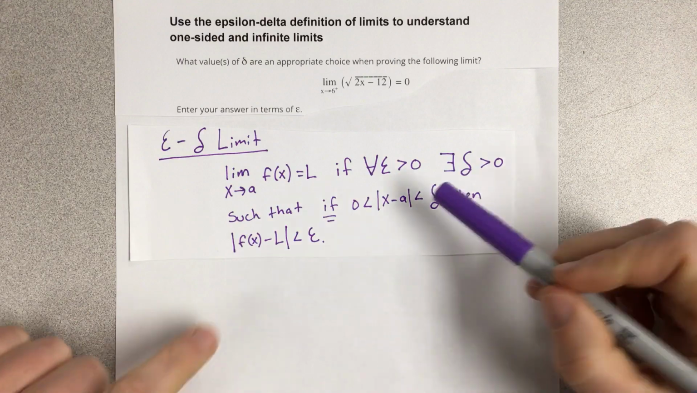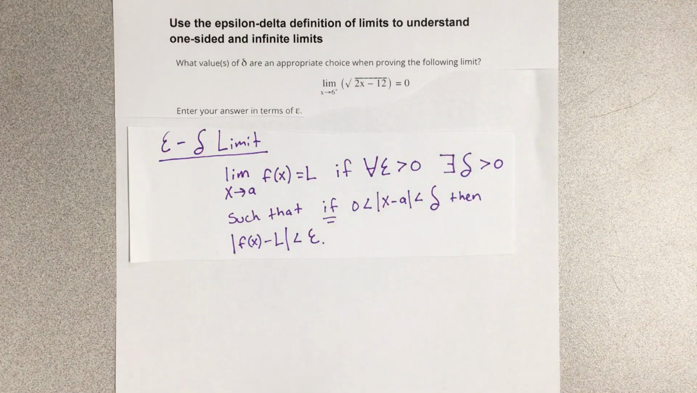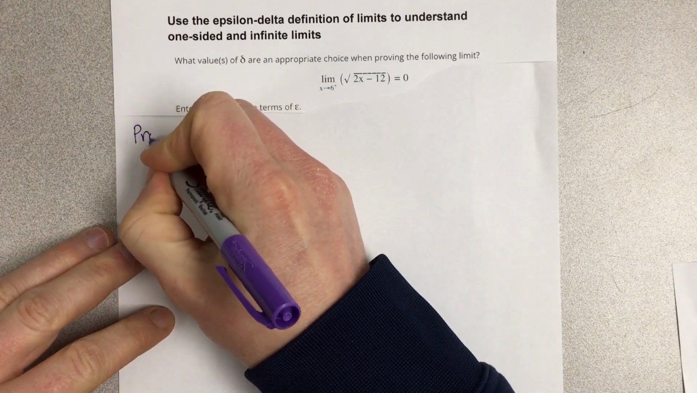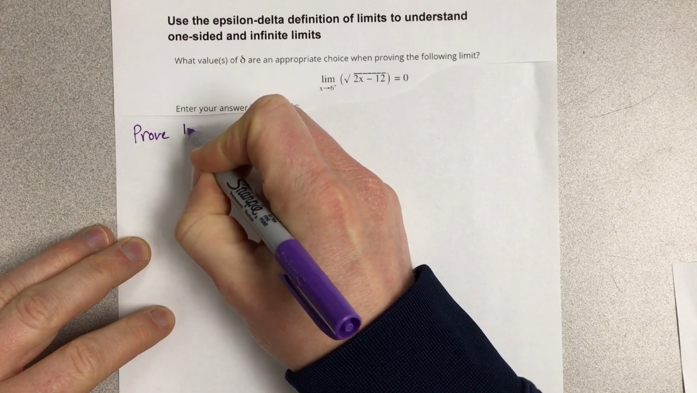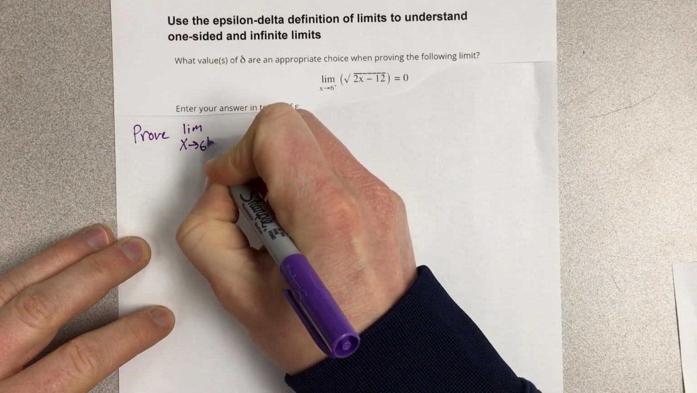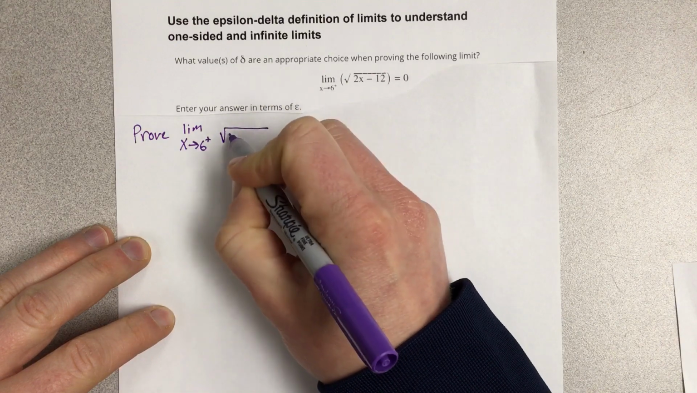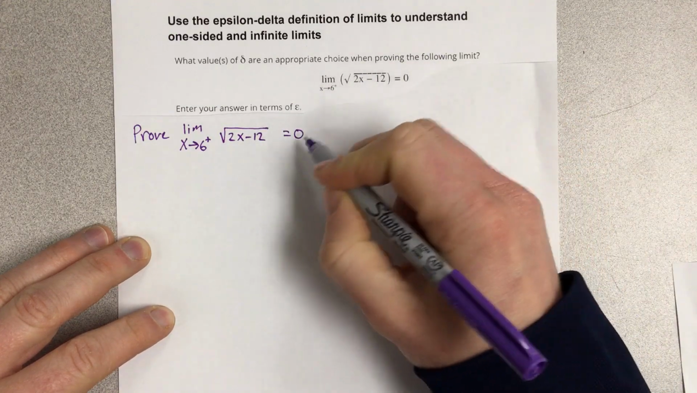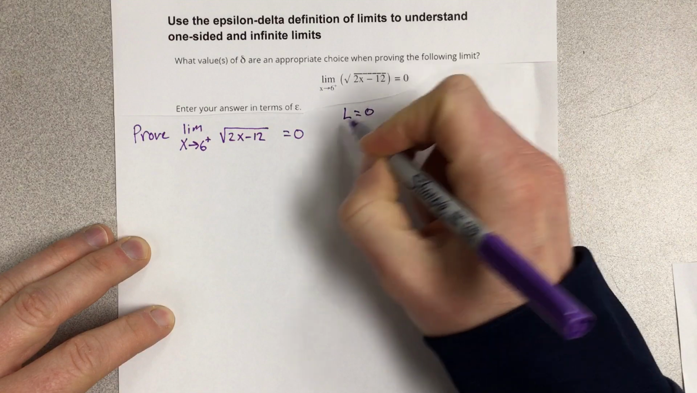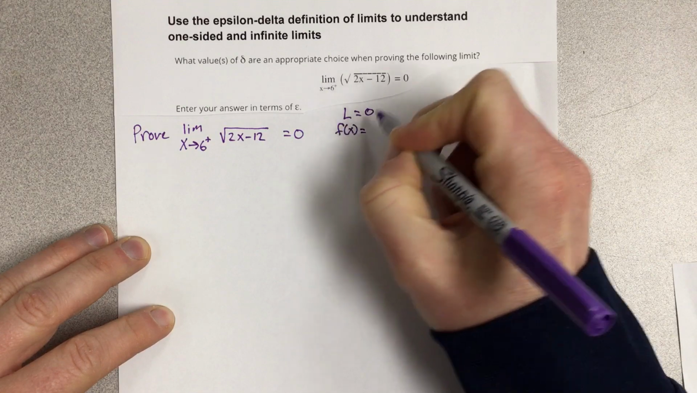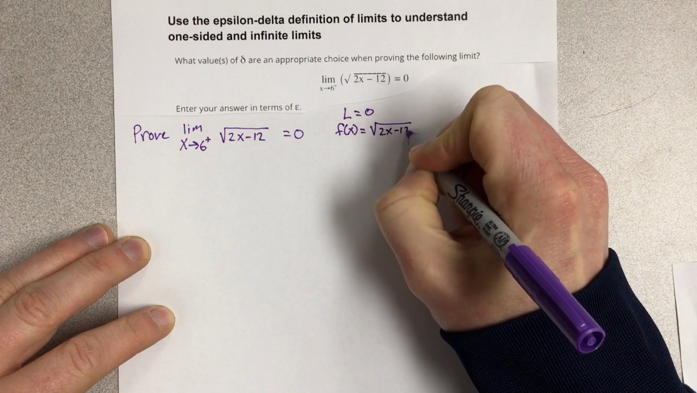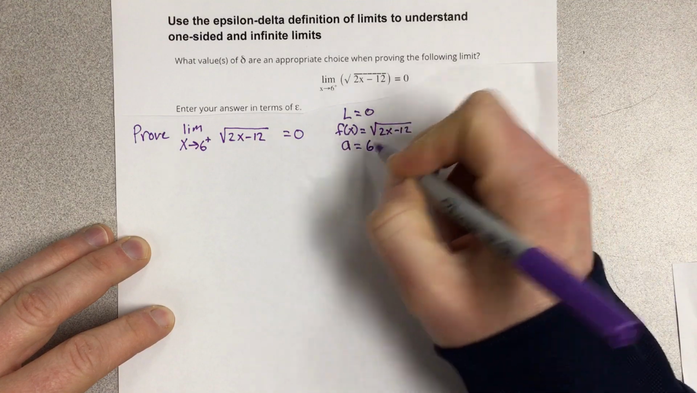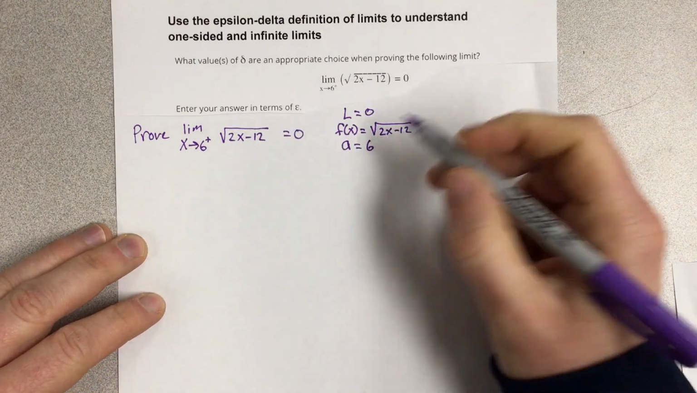So we're going to use these two pieces to prove this limit. We're going to start by saying that we want to prove that the limit as x approaches 6 from the right of root 2x minus 12 is equal to 0. And they tell us a few different things here. We know that the limit is equal to 0. We have our function, which is root 2x minus 12. And we have our a value, which is 6. It says 6 from the right, but we're just going to use 6.